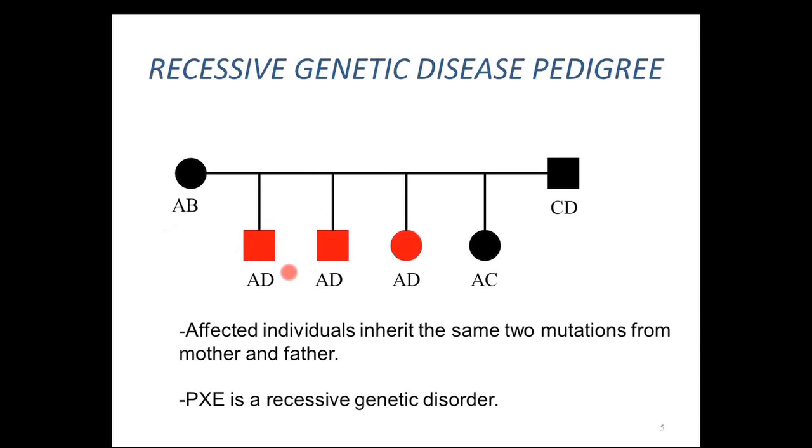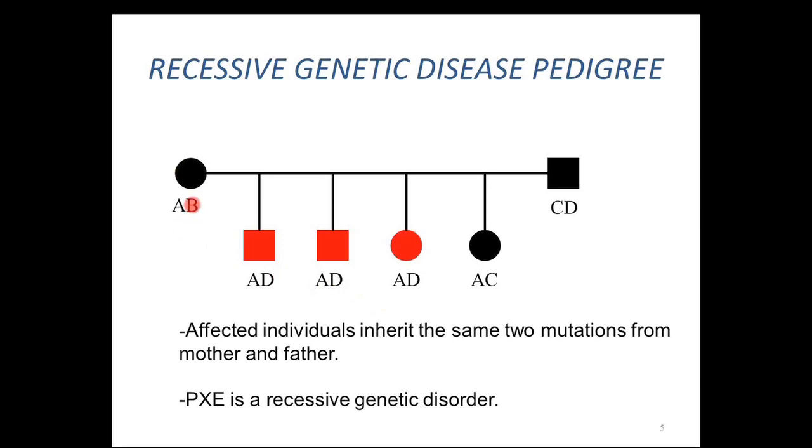Okay. Now, PXE is a genetic disorder. It's what we classify as a recessive genetic disease. That is, the people that are affected inherit two defective copies of the gene, two mutated copies, one from each parent. And so within a family, everybody who's affected, brothers and sisters, have to inherit the same two mutations, one from the mother and one from the father.